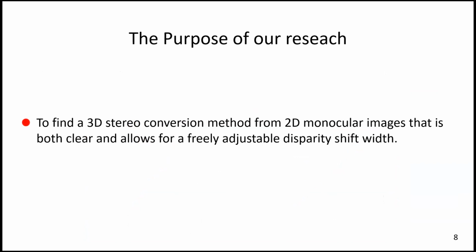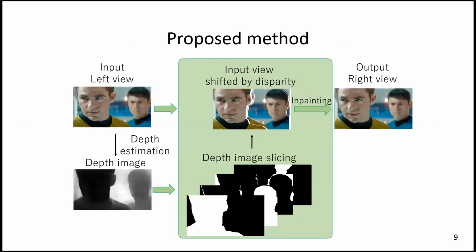So the purpose of our research is to find a 3D stereo conversion method from 2D monocular images that is both clear and allows for freely adjustable disparity shift width. Our proposed method is based on explicit depth estimation from the 2D monocular image to estimate disparity, and then independent pixel shift and pixel completion are performed to create a disparity image.